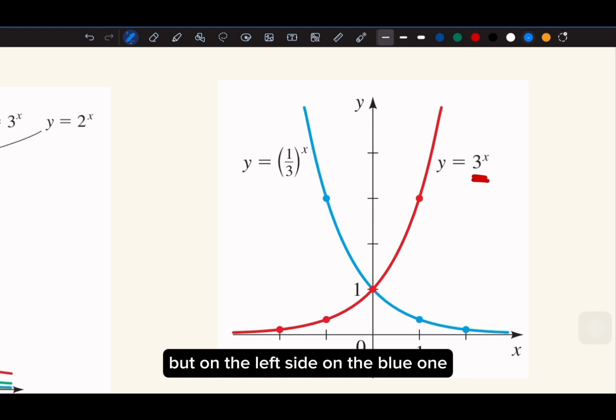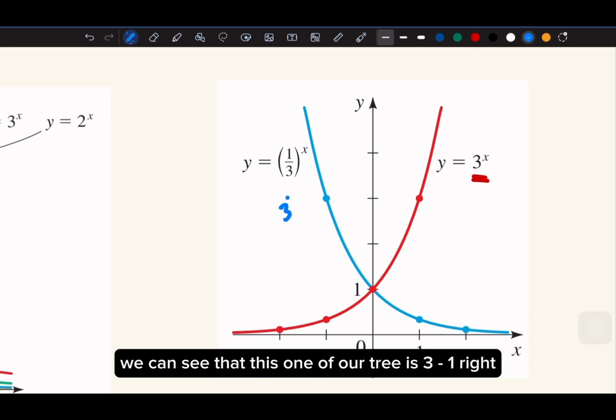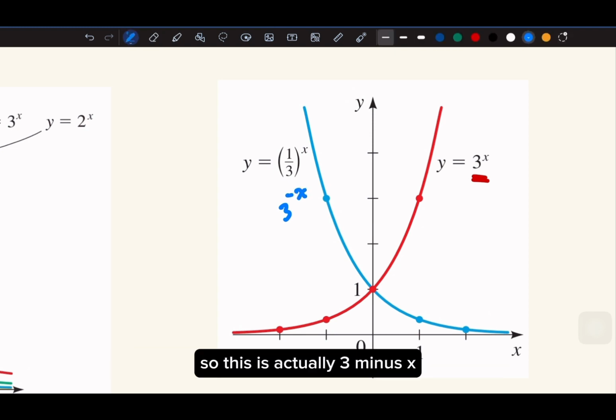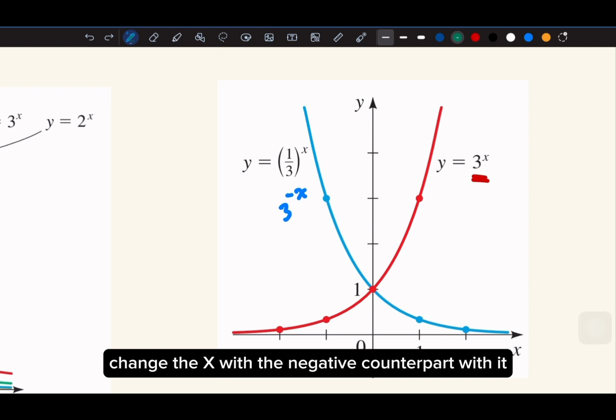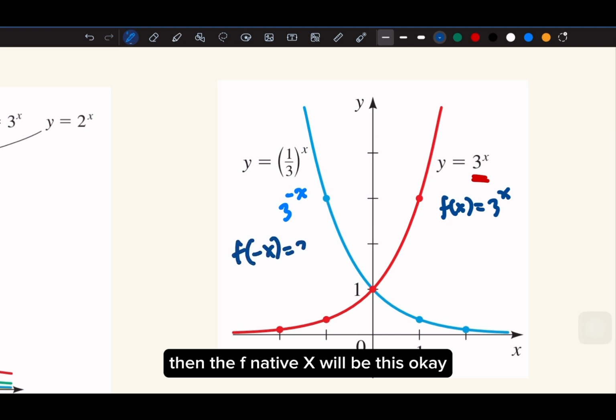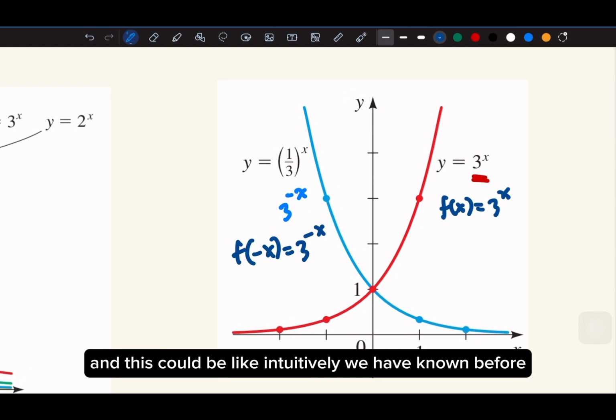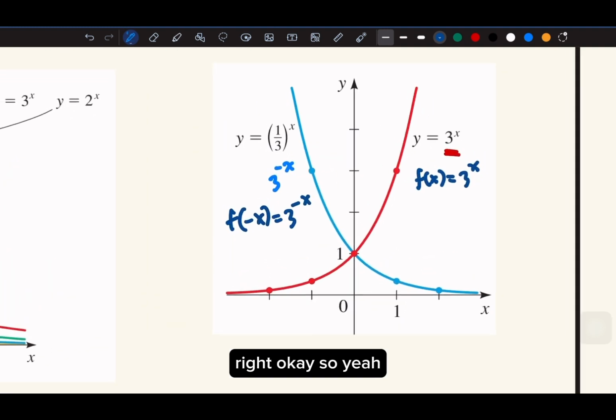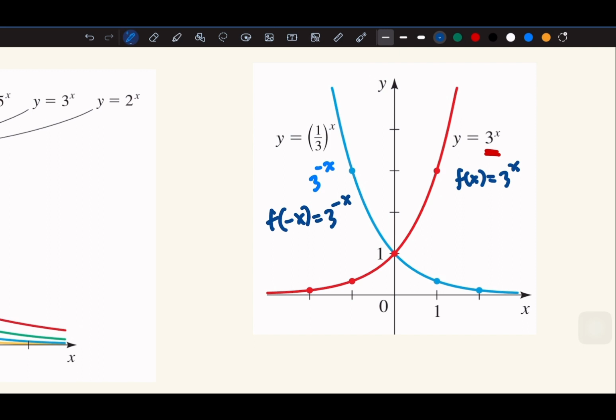But on the left side, on the blue one, we can see that this 1/3 is 3 to the minus 1, right? So this is actually 3 to the minus x. So you could sense that these two graphs are reflecting each other on the y-axis, right? So when we change x to its negative counterpart, if f of x is 3 with power of x, then f of negative x will be this. And this is something we have known intuitively before, right?